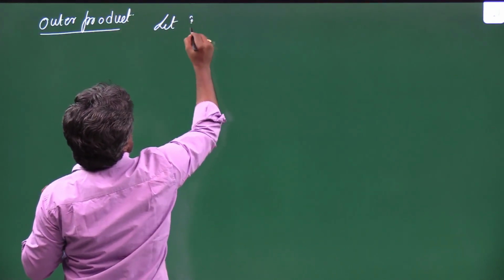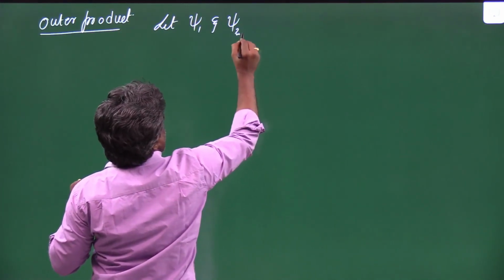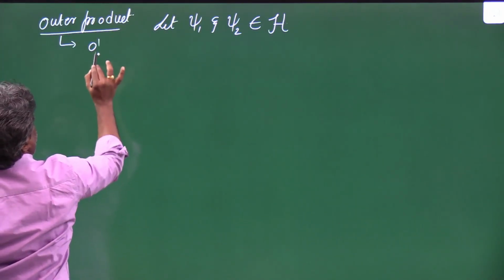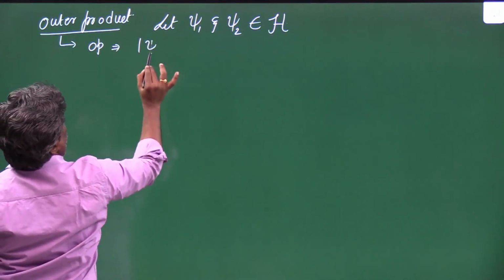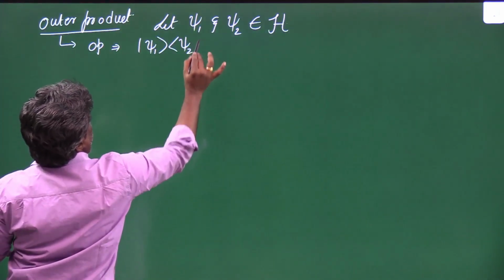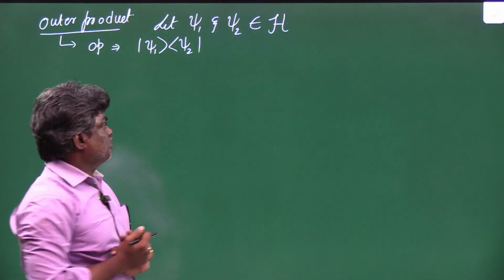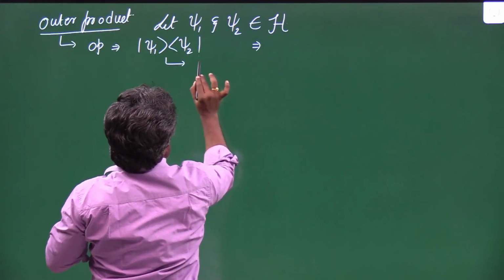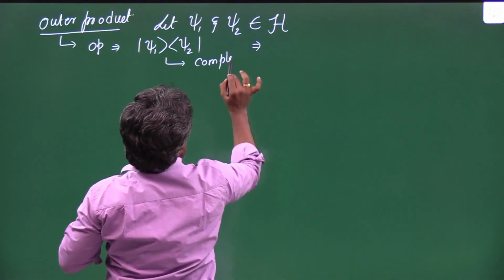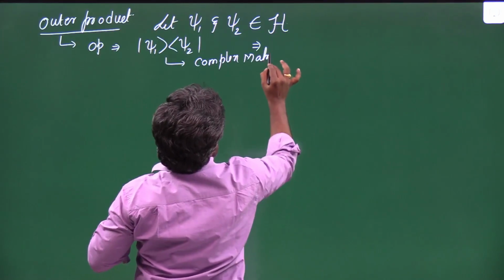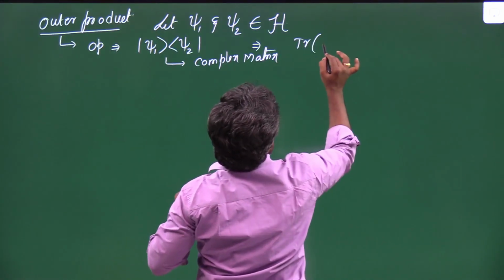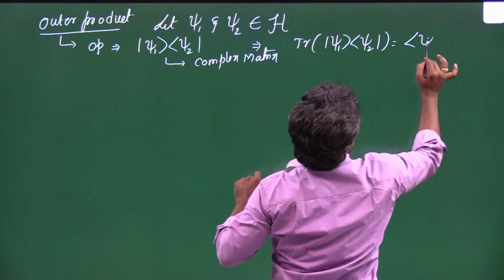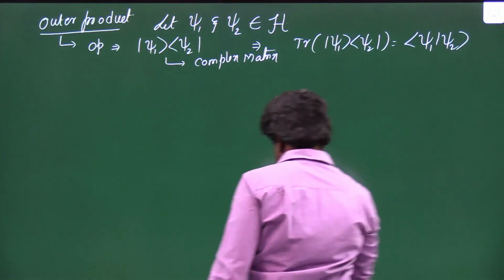We consider these two state vectors psi1 and psi2 which belong to the Hilbert space, and the outer product is defined as the product of ket and bra. This is the outer product we define. And one more thing we said: this is nothing but a complex matrix, whose trace is always equal to the inner product. This is what we discussed, right?